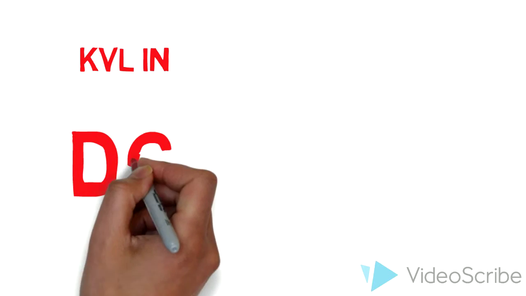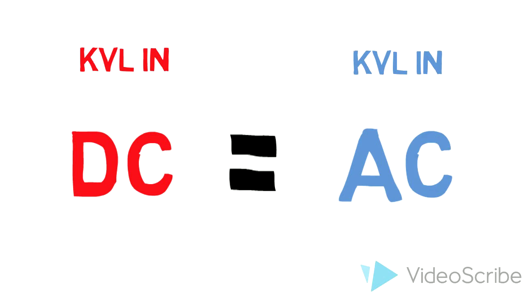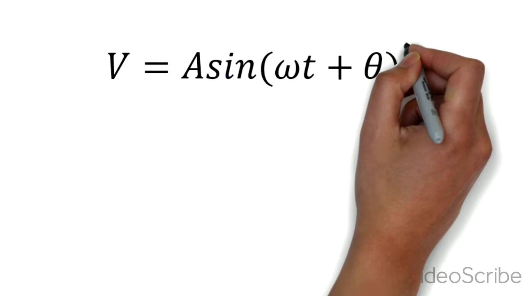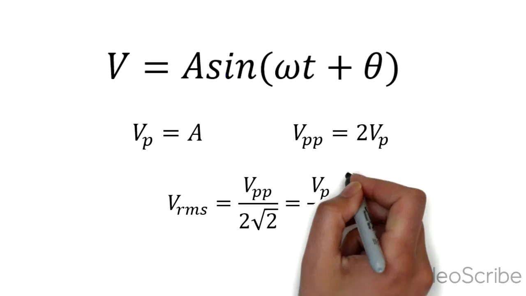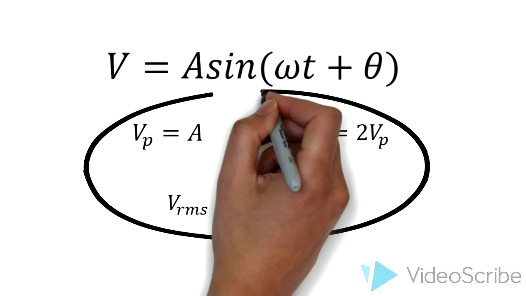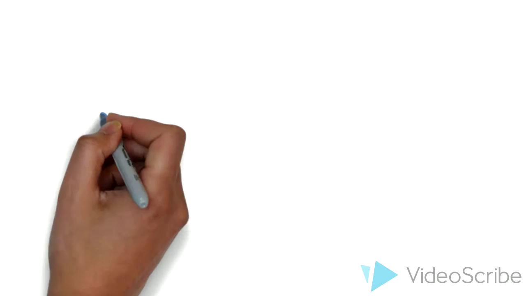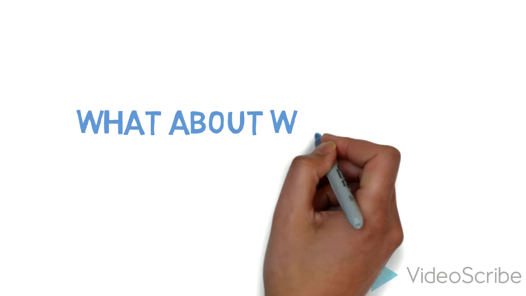The good news is that KVL in DC works pretty much the same as KVL in AC. However, AC voltages are represented many different ways. Fortunately, these voltages here can be used exactly the same as a DC voltage, and we can use these equations to convert between them. But what about KVL with waveforms?